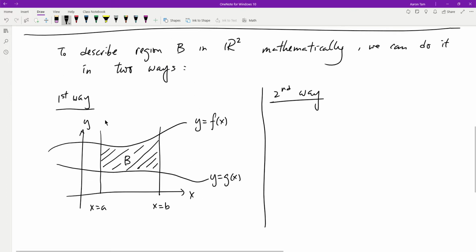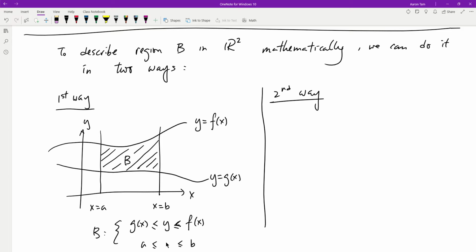We describe B as the gap between g of x on the bottom and f of x on the top, and x gap between two different values a and b. Now, some of you might have a little déjà vu from last year, and you should, because this is exactly how we describe what we call area between curves.